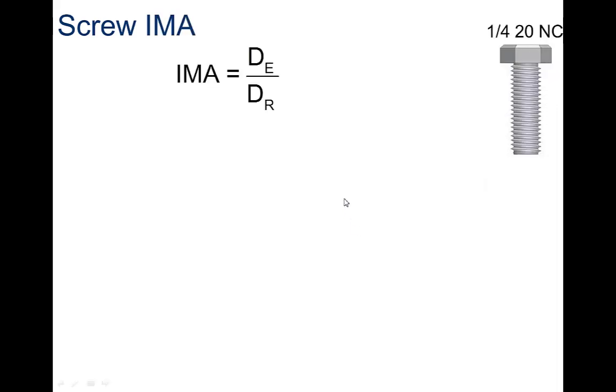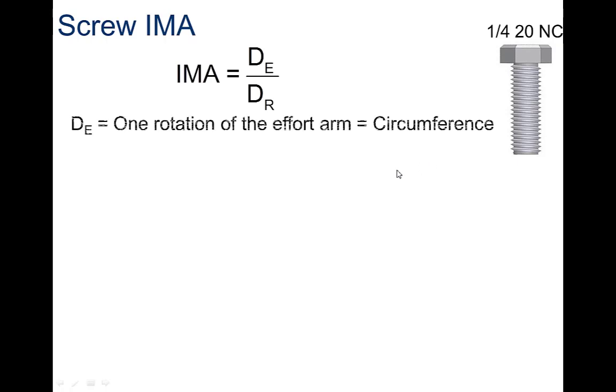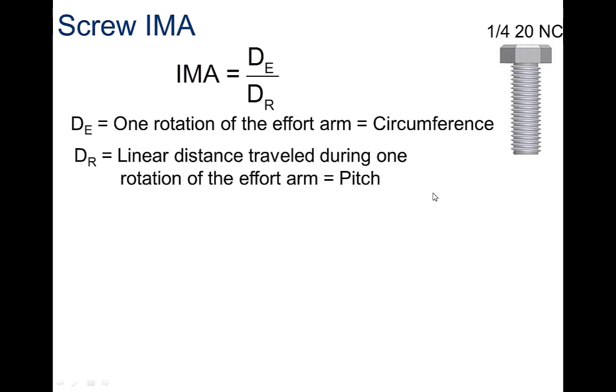All right, so what is the screw mechanical advantage? Here's a quarter 20 UNC. Quarter means it's a 1/4 inch diameter. 20 is 20 threads per inch. So what's our pitch? Think about that. All right, the distance of the effort is 1 rotation of the effort arm. Well, what is the effort arm? It's from here out to here, right? So that's the circumference of that. And what's the distance of the resistance? Well, it's the linear distance traveled during 1 rotation, or the pitch.